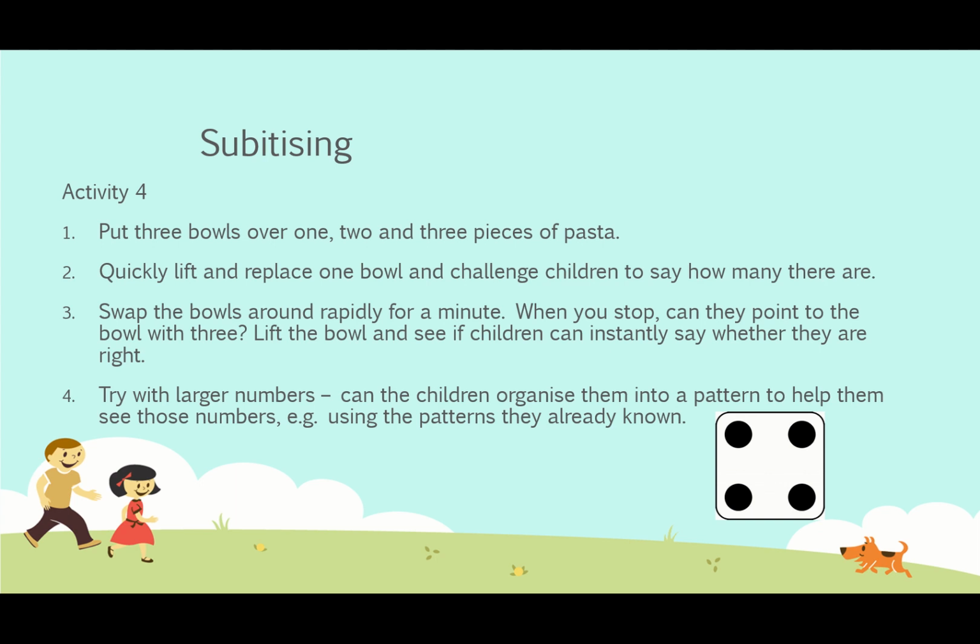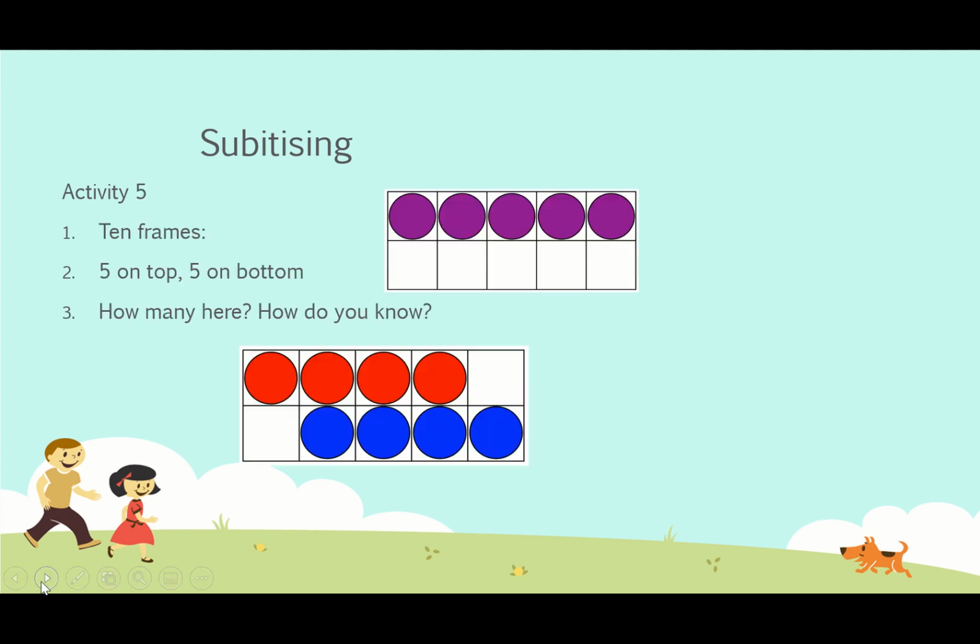So it can be hiding no matter whatever amount, but then what you could also do is putting 6 pieces of pasta underneath there. They know it's 6. You've hidden that, but you've taken 2 away. How many is going to be left over? So you can add and subtract using that same subitising activity.